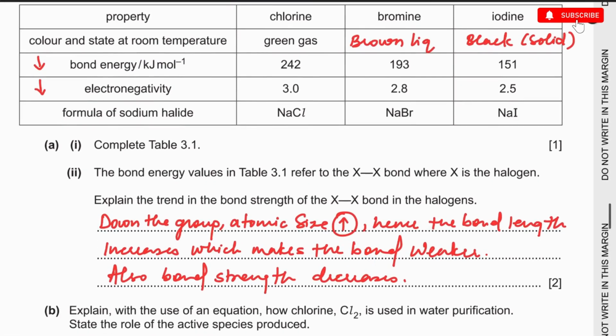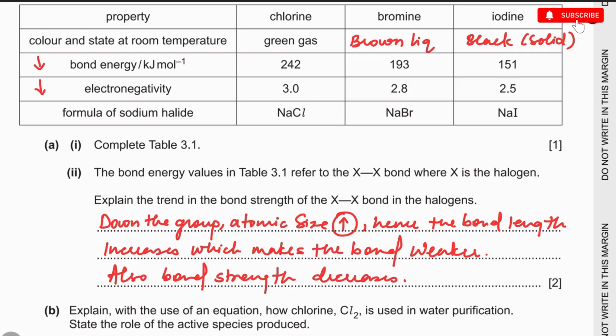The bond energy values in the table refer to the X–X bond, where X is the halogen. X–X means if I take the Cl–Cl bond, or if I'm taking bromine, the Br–Br bond. Explain the trend in the bond strength of the X–X bond in the halogens. As you all know, down the group atomic size increases. So as the atomic size increases, the bond length increases, right? Suppose there's a nucleus and this is the atomic size, the bond length increases, right?